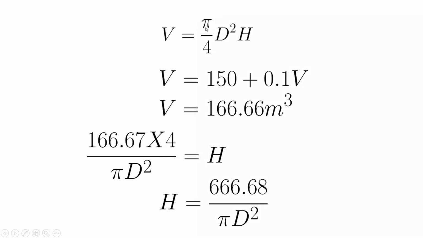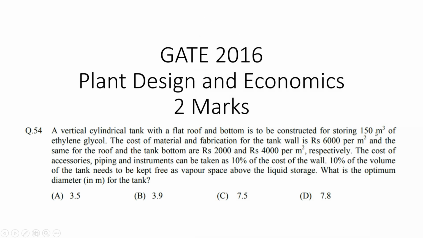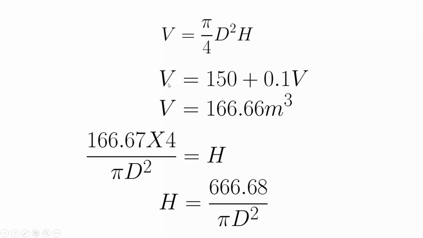V is equal to pi by 4 d square into h, right? Now they have given one thing. They have given that we have for storing 150 meter cube of ethylene glycol. We want to store the 150 meter cube of ethylene glycol, and they have given one more thing. They have given the 10% of the volume of the tank needs to be kept free as vapor space above the liquid storage, right? So total volume of the tank will be given as V is equal to 150 plus 0.1 into V. 10% of the total volume.